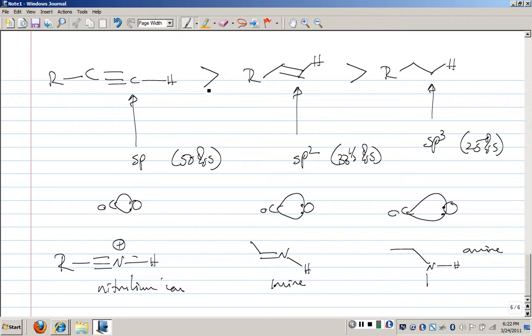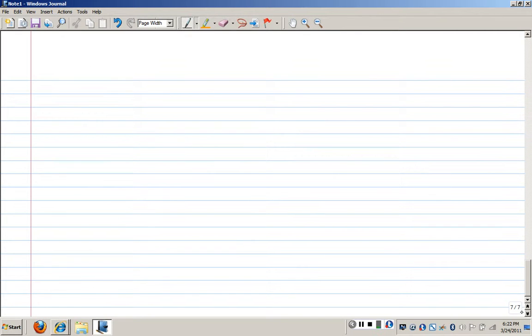Okay. There's one other feature of the hybridization state that's important. And that is, let's imagine the orbitals again. So here is the sp3 hybrid of the alkane. Here is the sp2 hybrid, it's rounder and smaller. Here's the sp2 hybrid of the alkene. And here's the sp hybrid, round and small, of the alkyne.